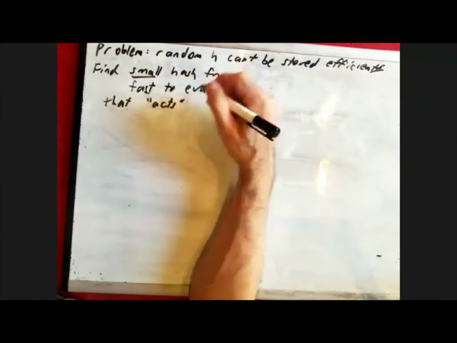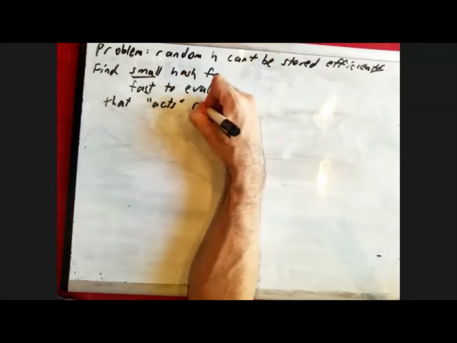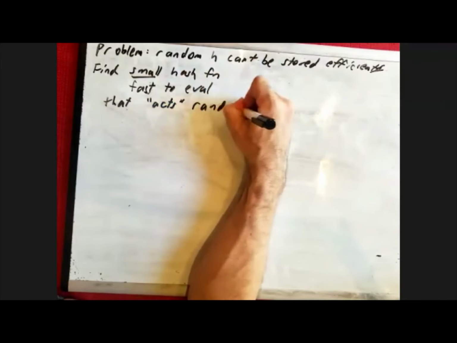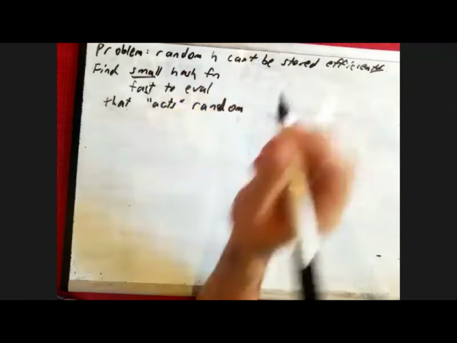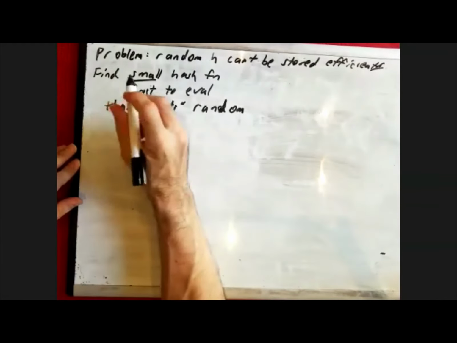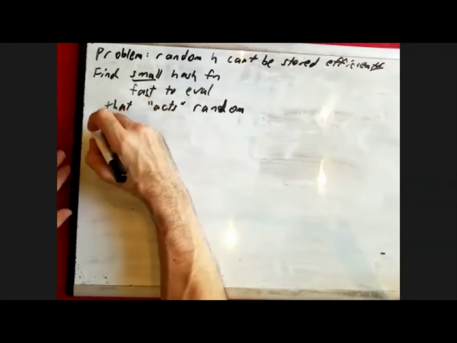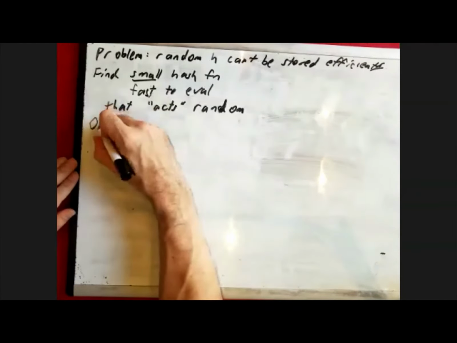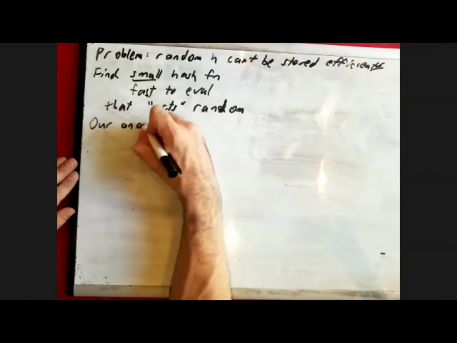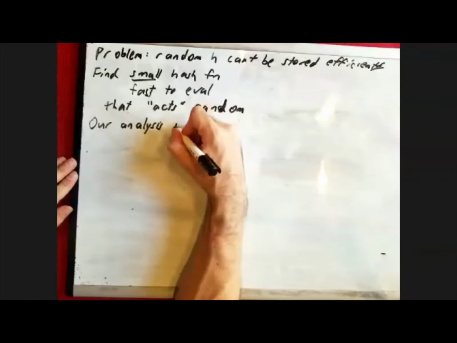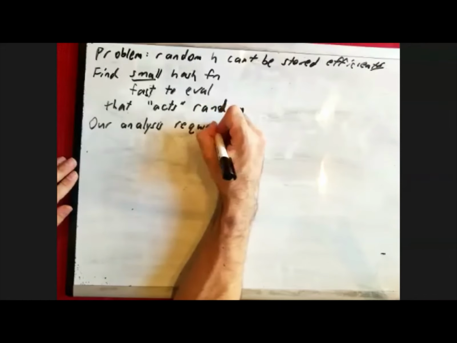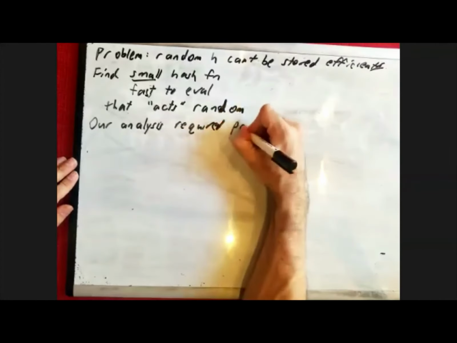That acts random, right? It won't be truly random, but it will be random enough for the purposes of hashing. And for that purpose, last time I argued that our analysis required only pairwise independence.